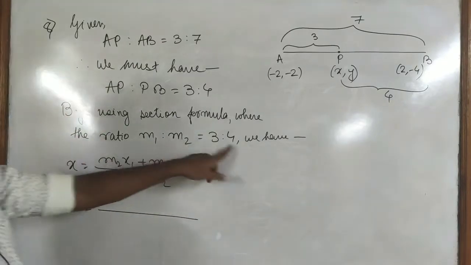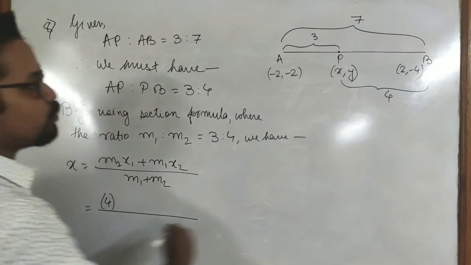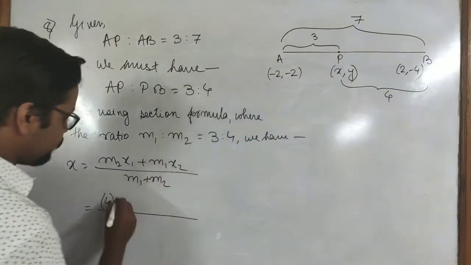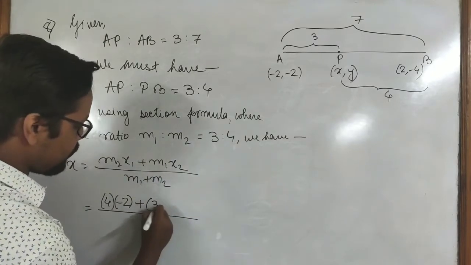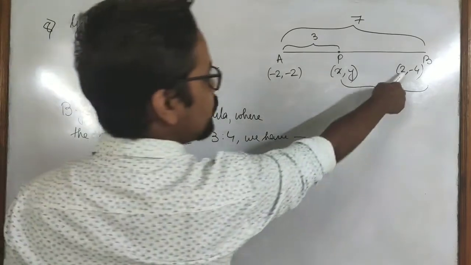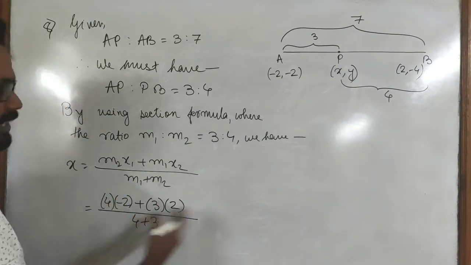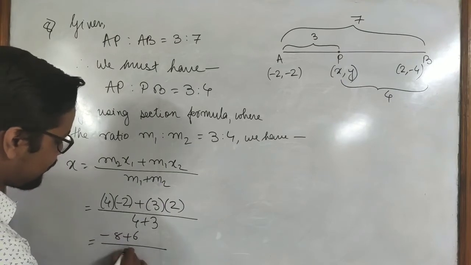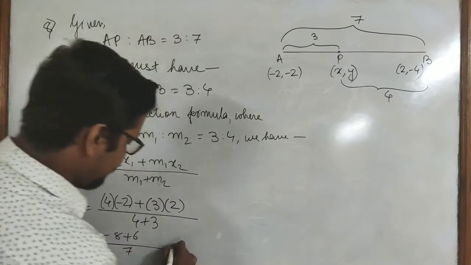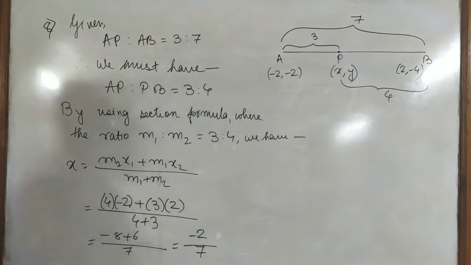So what is m2 here? m2 is 4, m1 is 3. So let us write 4, and x1 is -2 plus m1 is 3 into x2. x2 is 2. And at the bottom we have 4 plus 3 or 3 plus 4, whatever you add, right? So it is -8 plus 6 by 7, which gives us -2 by 7. So we have x as -2 by 7.